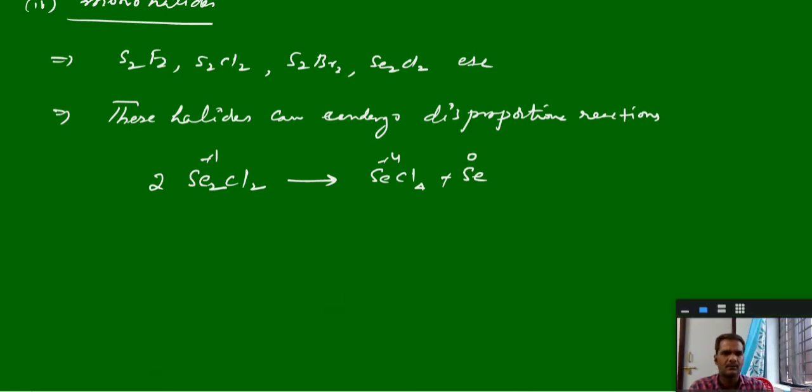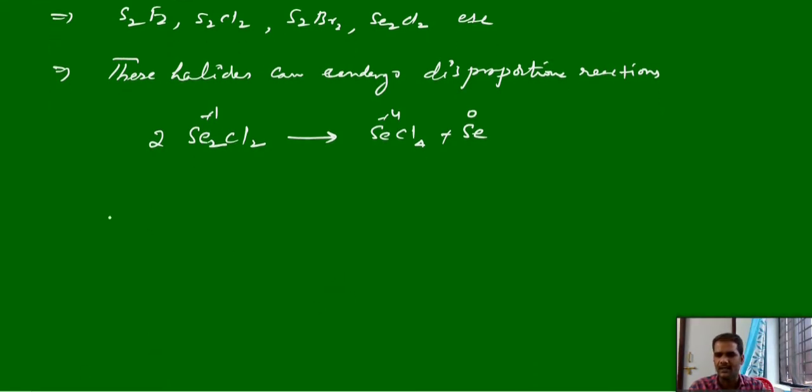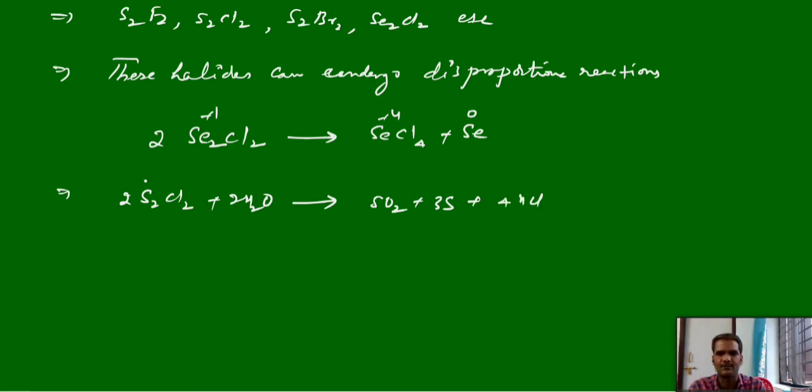Some other few important reactions here, that is about S2Cl2. It can undergo hydrolysis. It will give sulfur dioxide, sulfur and HCl. This is one kind of disproportionation. Again here sulfur goes from +1 to +4 and 0.